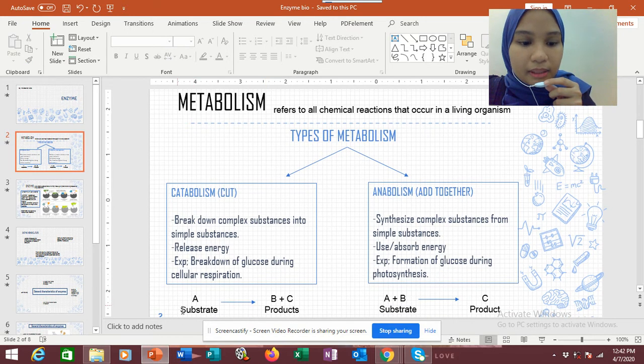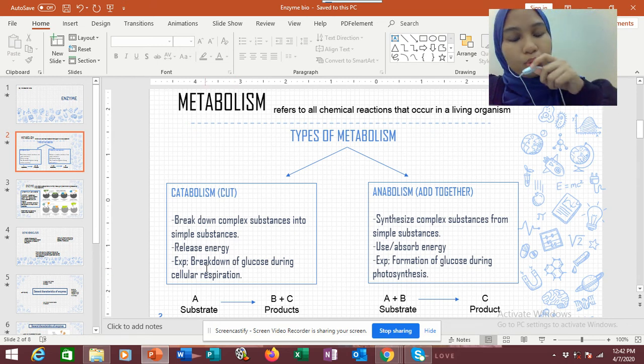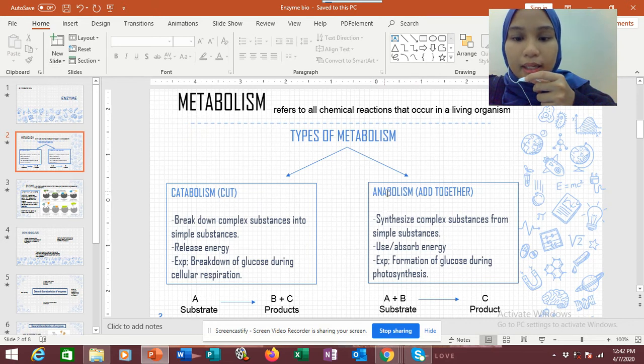For example here, the complex substrate A broke down into B and C, the products, simpler substances, and it releases energy. For example, the breakdown of glucose during cellular respiration. The second type is anabolism, A for add together. It adds together the two substrates into a complex substance or the product and it uses or absorbs energy. For example, the formation of glucose during photosynthesis.